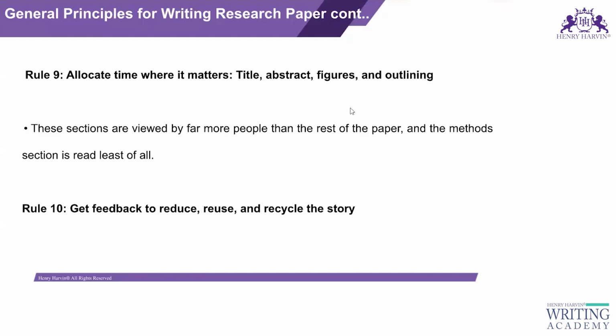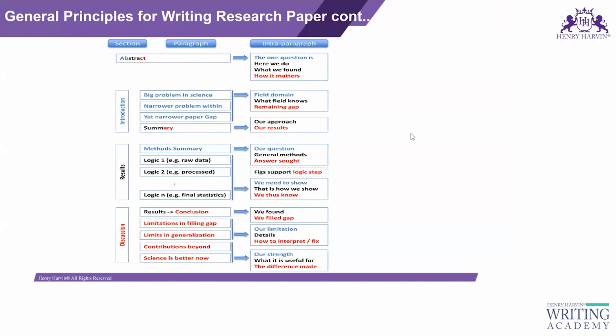Next, we'll do a quick revision of all the points which we have discussed. First is the abstract. In the abstract you have to write what the research question is, what you have done, or the methodology, and what you have found, the results. Then in the conclusion you can write how that finding matters, what it adds, or what future opportunities this research opens.